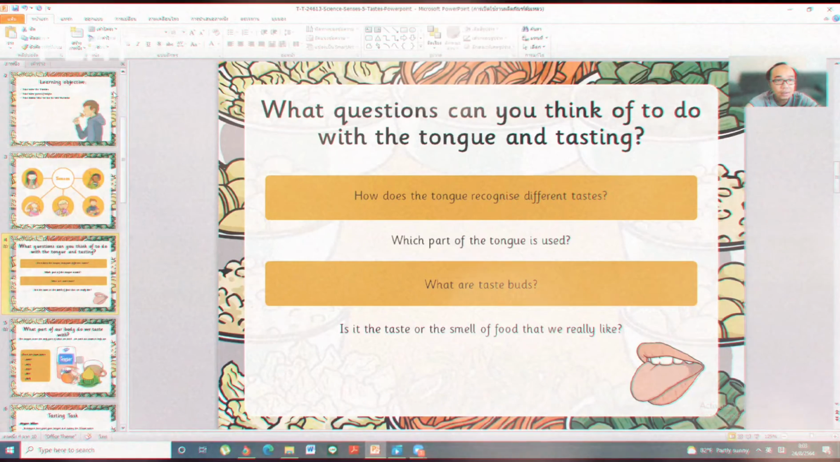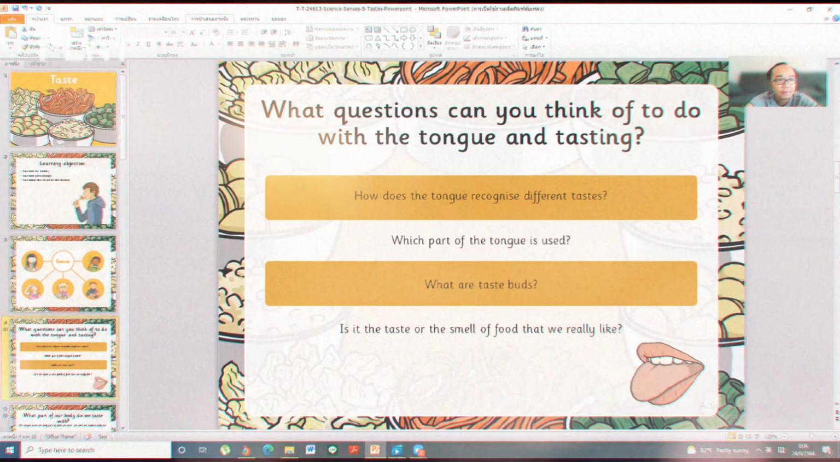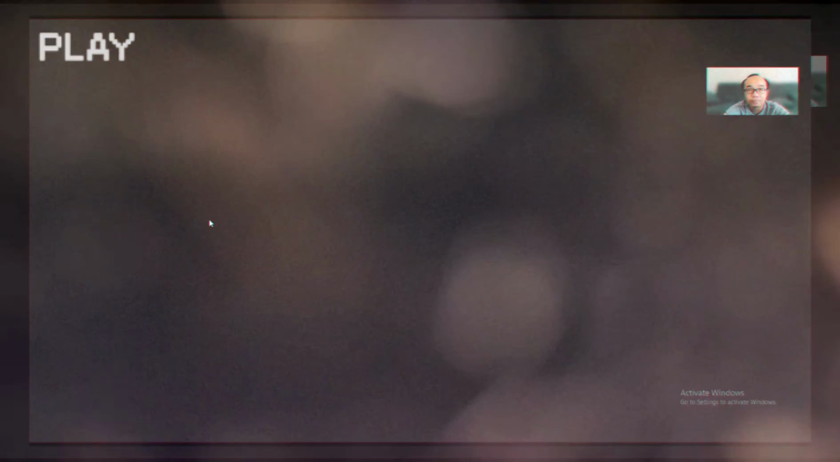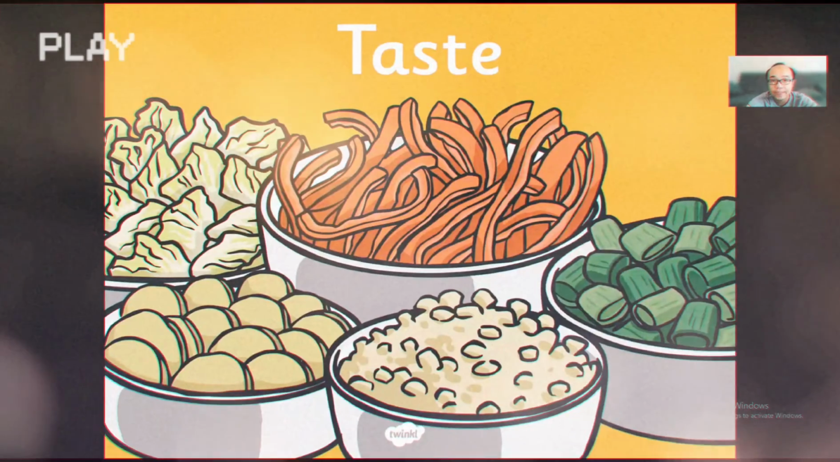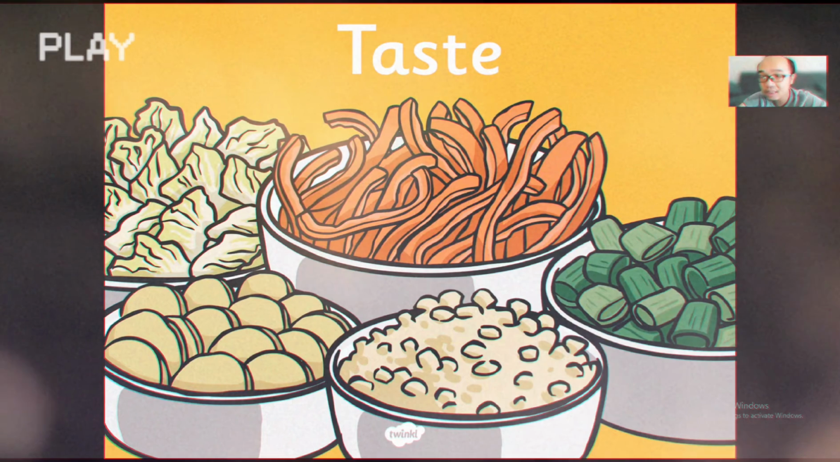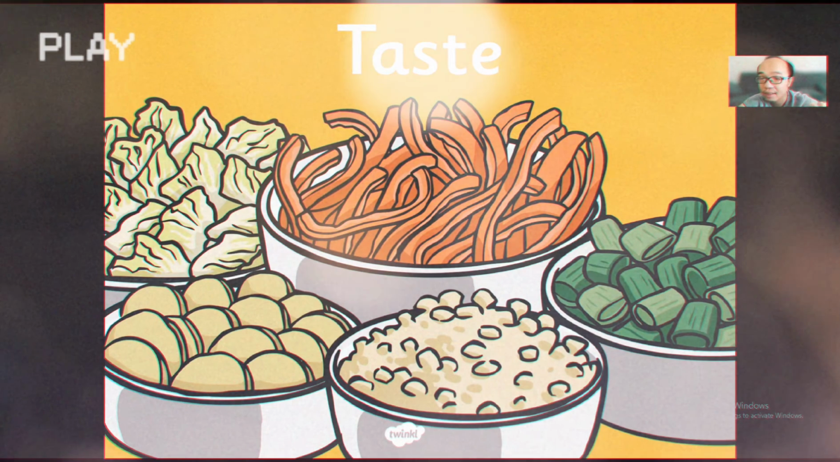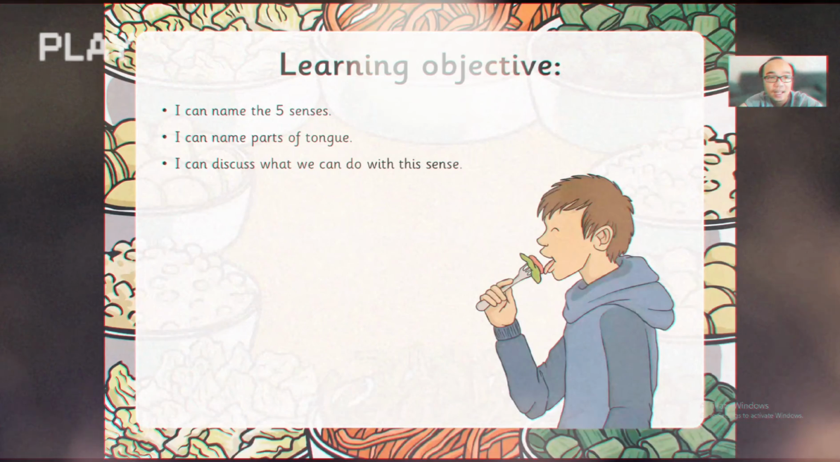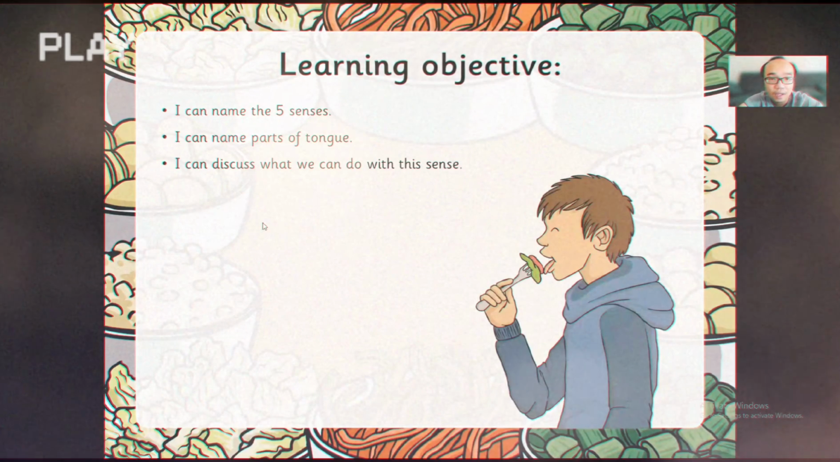Okay, so over here, this is sense of taste. Sense of taste. Okay, taste means รสชาติ. With the sense of taste we can taste, แล้วก็เราชิมรสชาติ. Okay, taste. And then this is the objective for our learning class today.